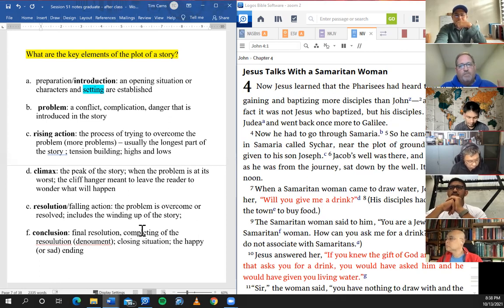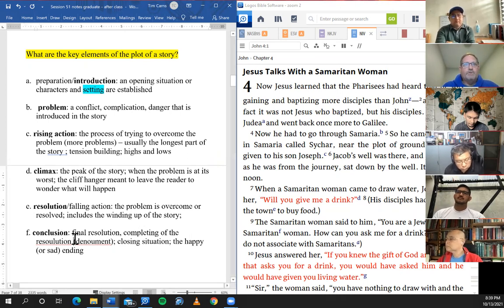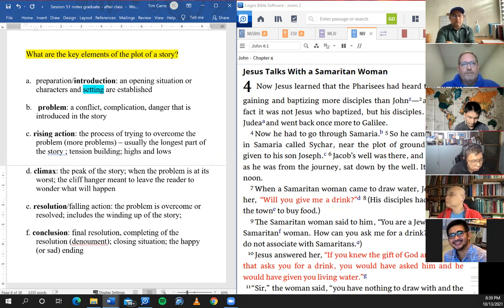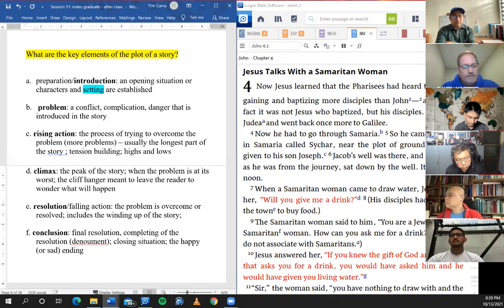So that climax is, some would see, the point of resolution. Others would say it's just the point prior to the resolution, where things are at their worst and you don't know what is going to happen. And then right after that is the resolution, or some term it the falling action, where the problem is resolved, again, good or bad, and the story comes to its closing moments. And then you have a conclusion, which is the completion of the story, with an ending.